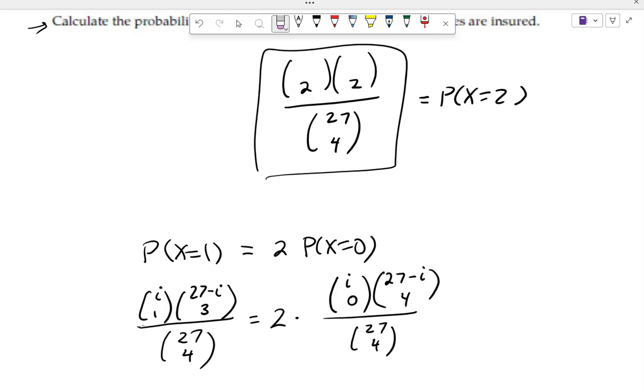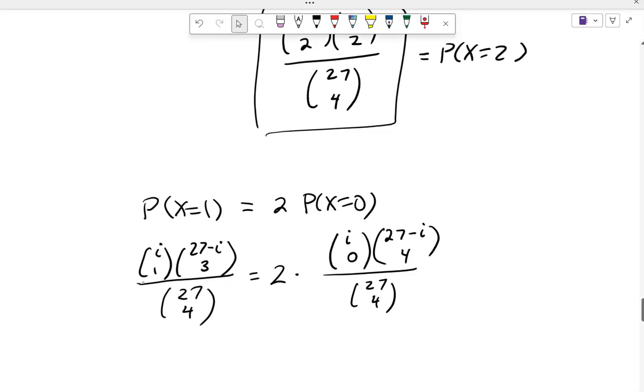Looking at this equation, does something go away pretty quickly? Yeah, the 27 choose 4 is in the denominator on both sides, right? So if I multiply by it, it goes away, doesn't it? Okay, cool. Let's see if we can simplify a couple of these really quickly, and then we'll use the formula for the other.